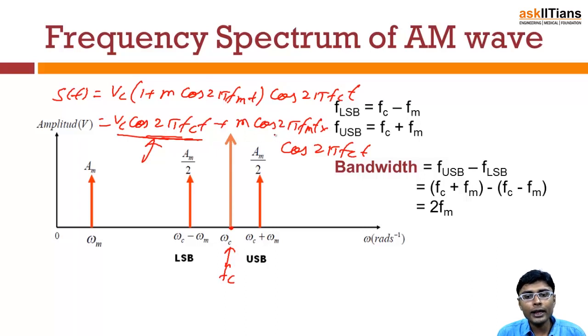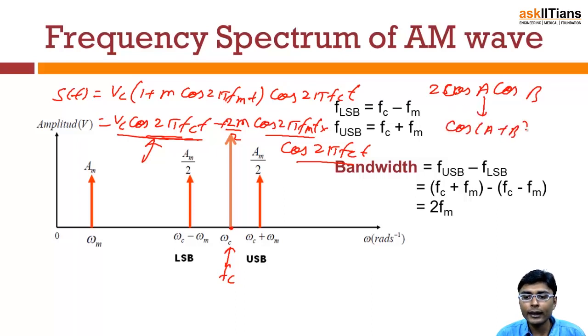Now the second term is the multiplication of cos 2 pi fm t and cos 2 pi fc t. If you multiply and divide by 2 and apply the formula 2 cos a cos b, we get two terms: one is cos (a plus b) and the second is cos (a minus b). That means we get two frequencies, one at fc minus fm and one at fc plus fm. So we have two components.